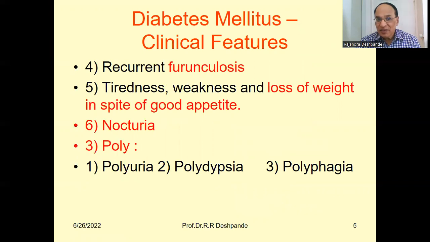Standard clinical features: there may be recurrent furunculosis, tiredness, weakness, and loss of weight in spite of good appetite. This is very important. The patient is hungry, the patient is eating, but he is losing weight. So the cause may be diabetes mellitus. Check the blood sugar.